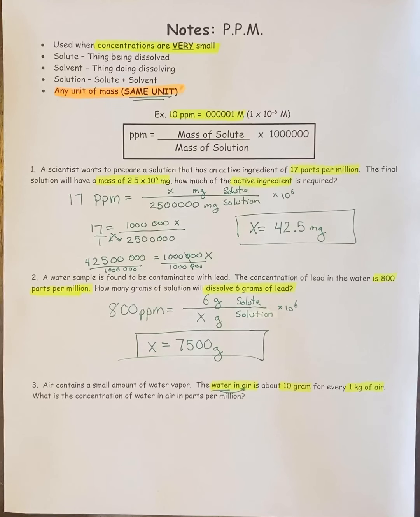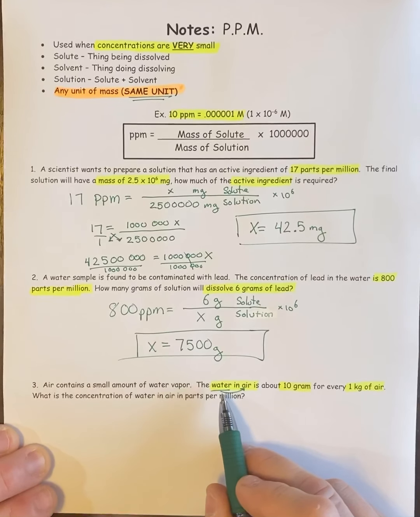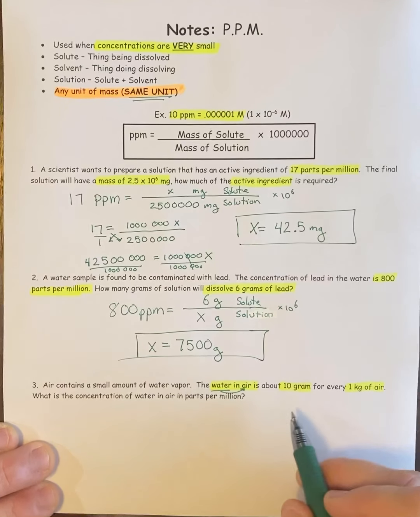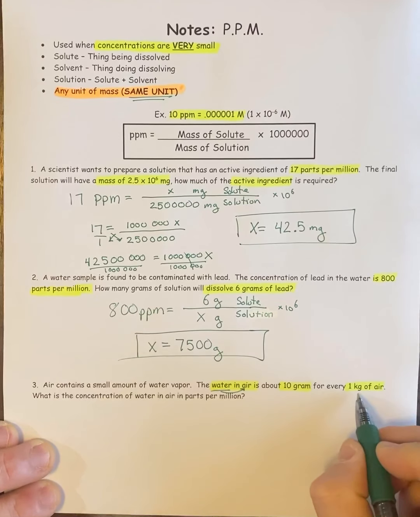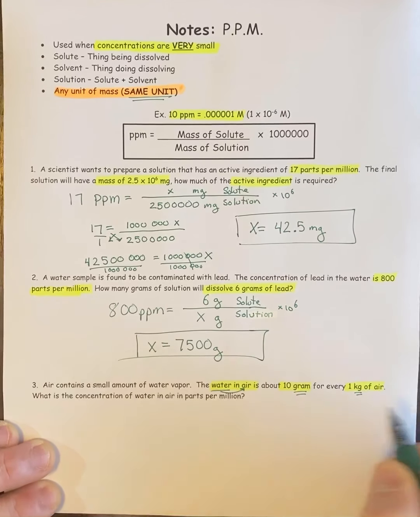A gas can function as a solution the same way a liquid can, although in our world, it's almost always a liquid, but that doesn't mean air can't do it too. So they're just changing up the way they apply the word solution, but it still works here. The water in air is about 10 grams for every 1 kilogram. Be careful here because they just changed units on us. What is the concentration of water in air in parts per million?